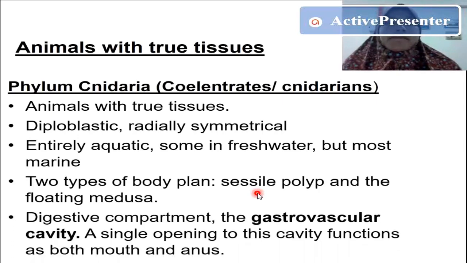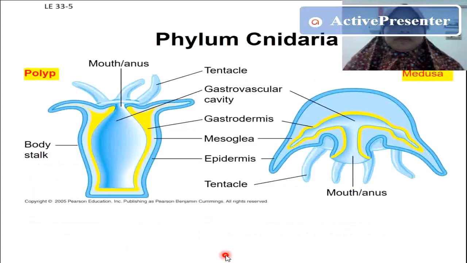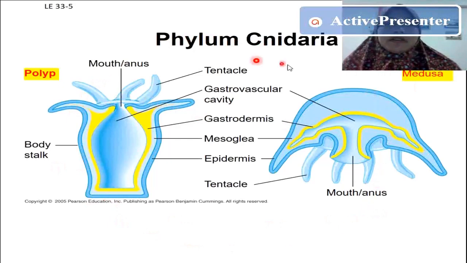As compared to Porifera or sponges, animals in the phylum Cnidaria have a digestive compartment, which we call the gastrovascular cavity. This gastrovascular cavity has only a single opening, acting both as mouth and anus. You can see this is an example of a body plan for a cnidarian.